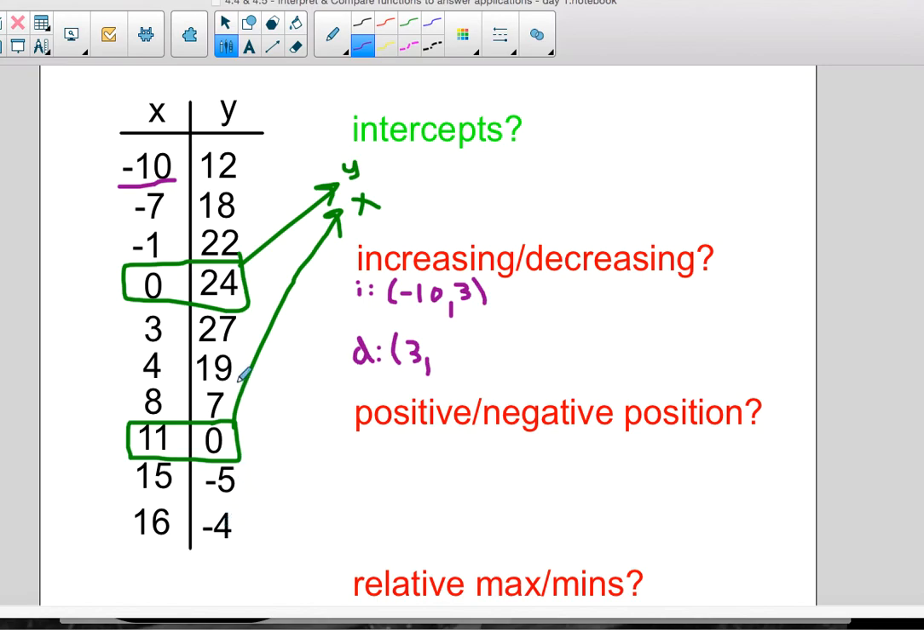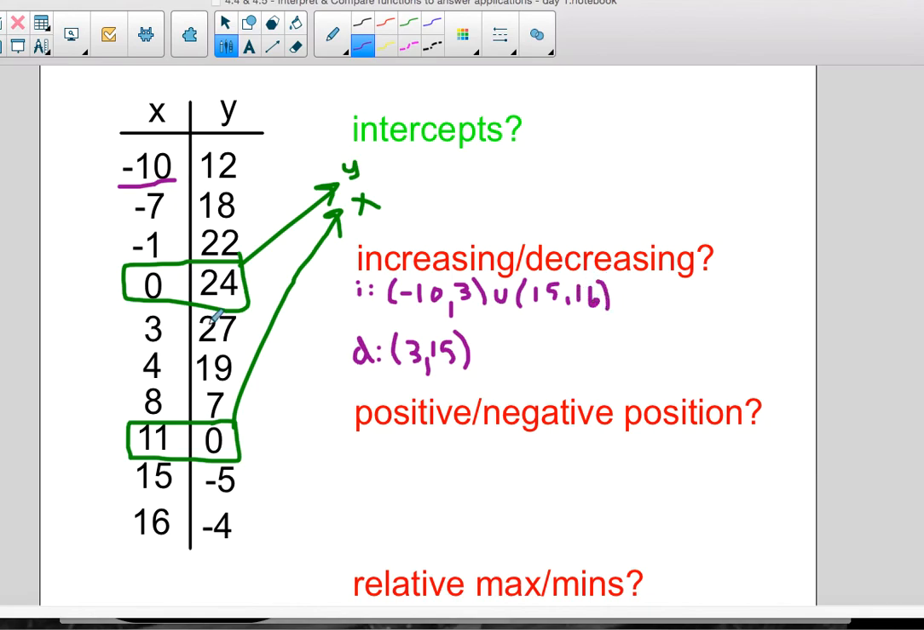So here, from 3 to 15, the graph was going down. It went from 27 to 19 to 7 to 0 to negative 5. So I'm going to put 15 here, and that would be my decreasing. But then I'm increasing again. From 15 to 16 goes from negative 5 to negative 4. So I need to add a union here and put 15 to 16. And that'd be where I start increasing again.